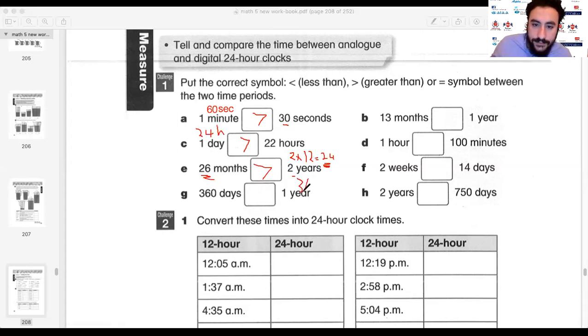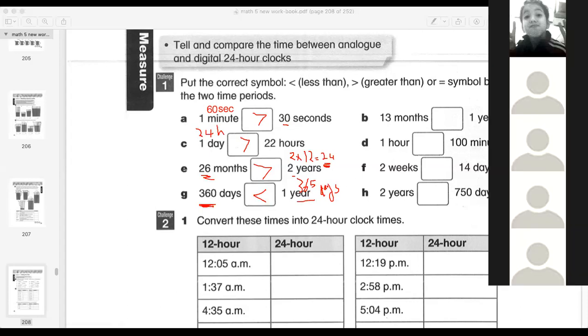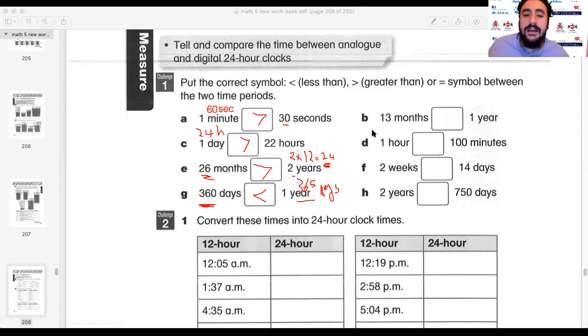This is 365. So which is greater, 365 or 360? 365. Yeah, that's it. So 1 year is actually greater than 360 days. Why? Because 1 year means 365 days, which is greater than 360 days. Thank you so much, Fatima. Okay, so that's all about challenge number 1, about converting units, how to convert from one unit to another, from minute to seconds, from day to hour, from month to year, from day to year, and so on.